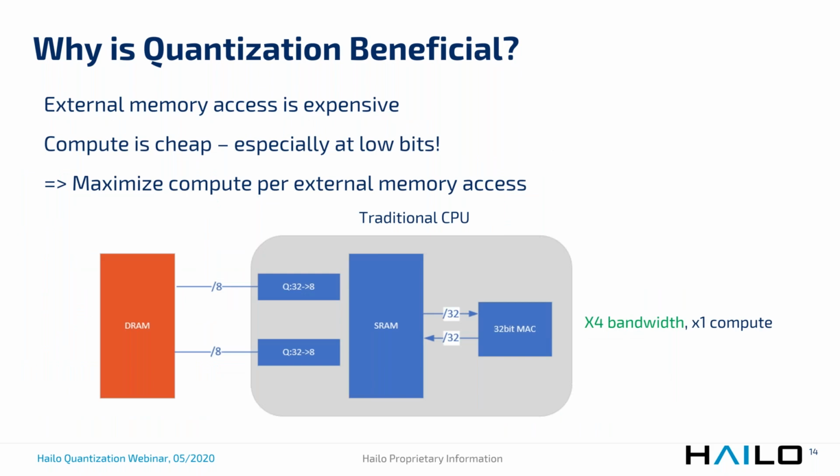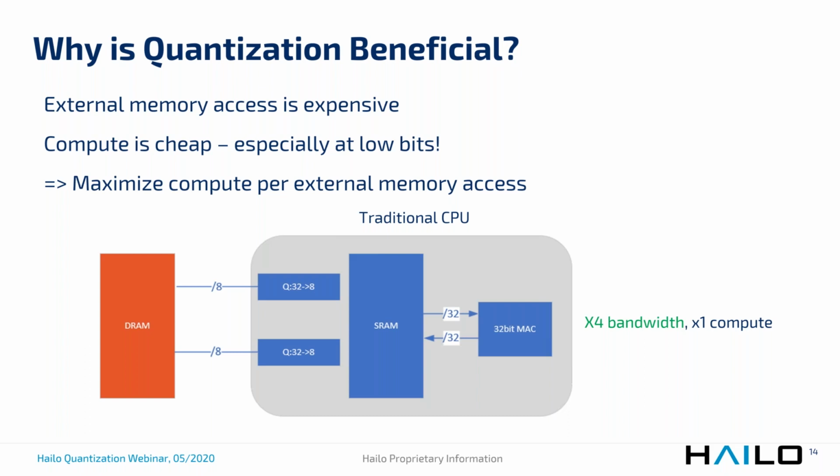So let's try to pull this together. We see that external memory access is expensive and compute is cheap, especially at low bits, and talking here cheap in terms of power. So we have this design principle, and that is that we want to maximize the compute per external memory access. So now we can appreciate why quantization is so important.